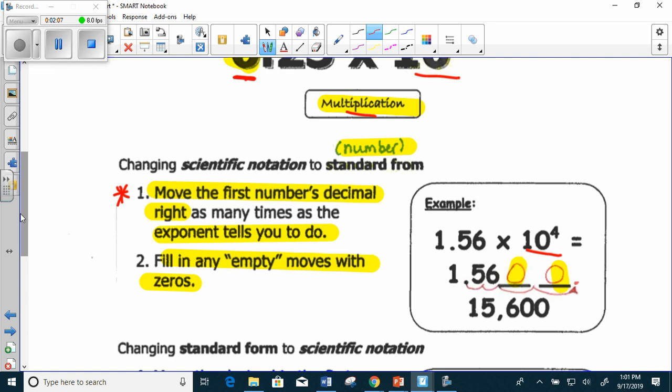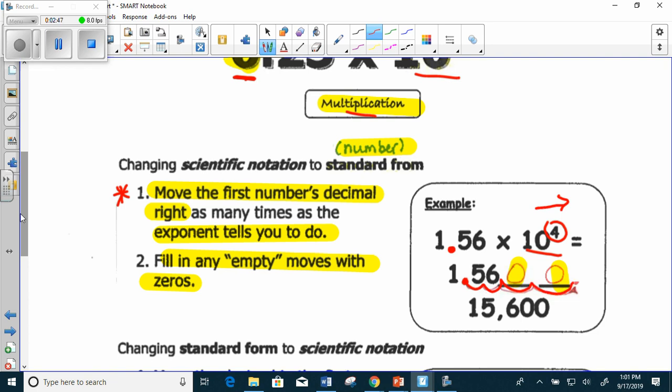You're going to move the first number's decimal right as many times as the exponent tells you to. So what does that mean? The decimal is right here. So it's 1.56 times 10 to the 4th. This exponent here is going to tell you how many times you're going to move the decimal to the right. And how do I know it's to the right? Because it's positive. It's going to create a larger number. So you're going to put your pencil where the decimal is, and you're going to move it 4 spaces to the right. So 1, 2, 3, 4.